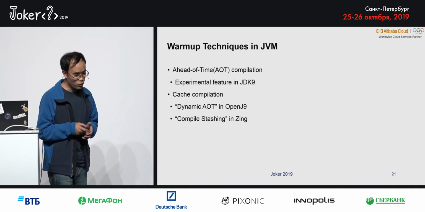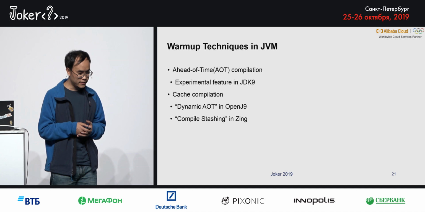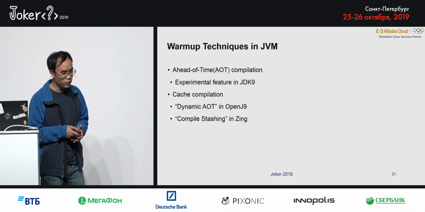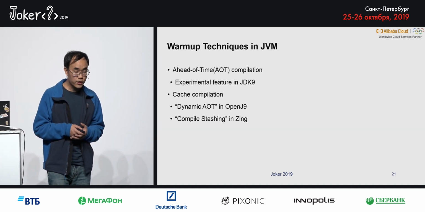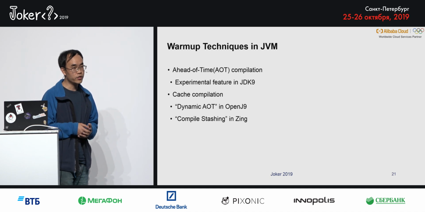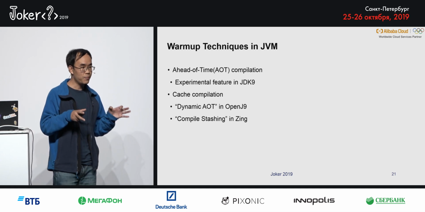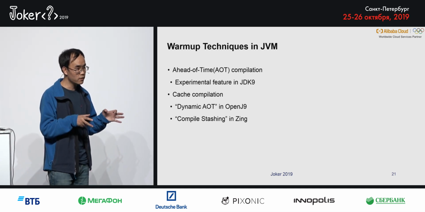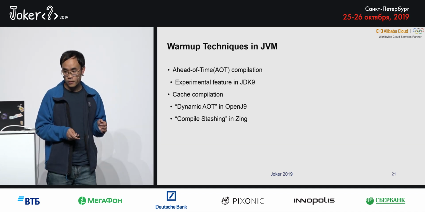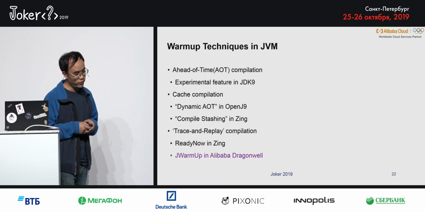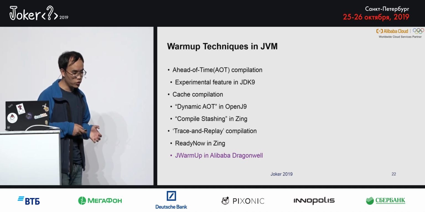The second category is cache compilation. OpenJ9 implements a feature called dynamic AOT, and another JVM implements a feature called compile stashing. Actually, both of them are very similar. The key implementation here is to save compilation results from the previous run, so they can be reused in the next run.